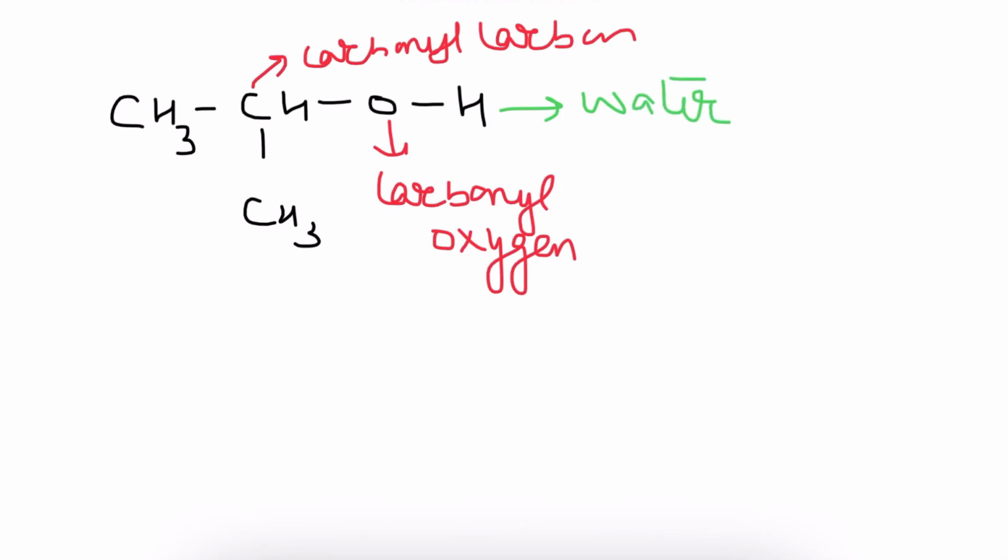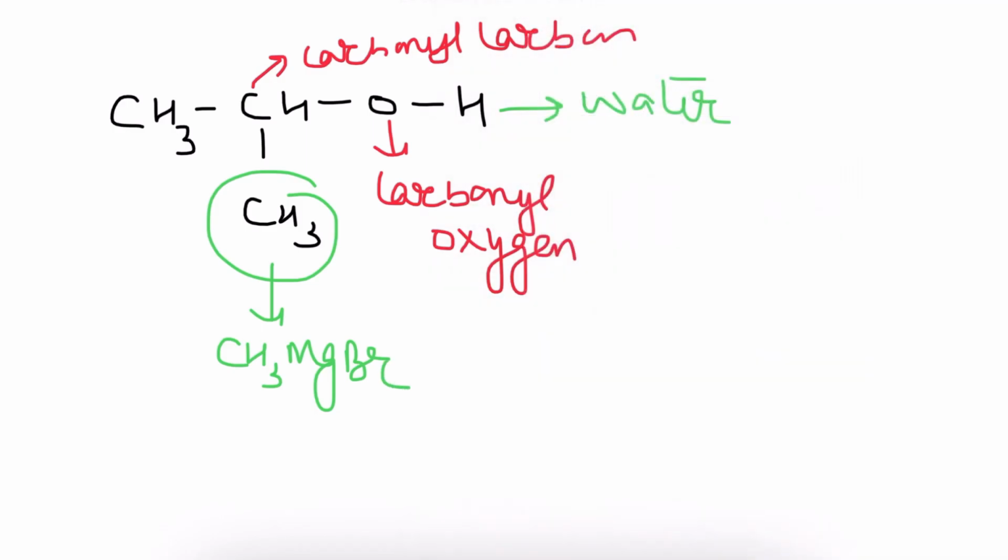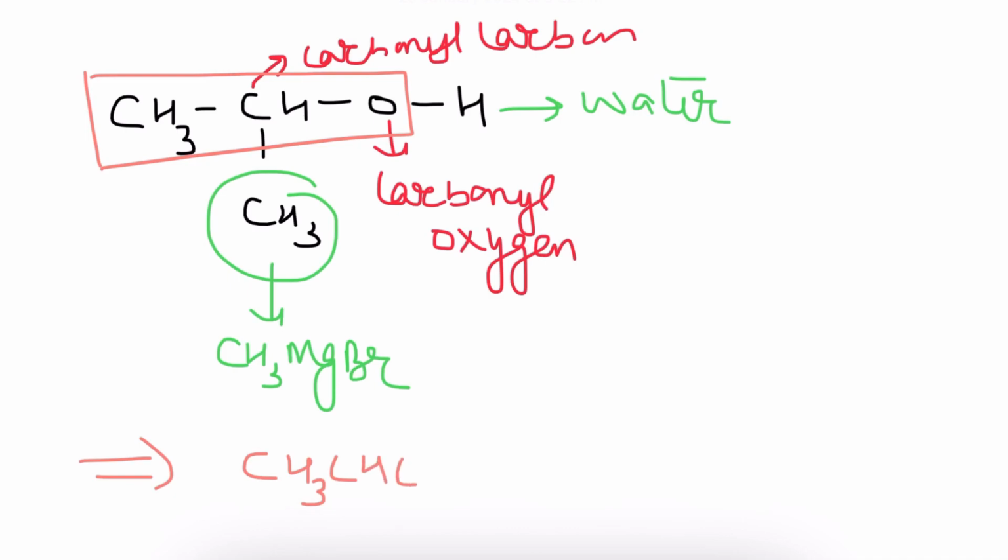Now in this case, we are having two alkyl. So one of the alkyl is from Grignard. So the Grignard here should be CH3MgBr. And carbonyl is, the left part is what? CH3CHO. Okay, and the alcohol formed here is CH3CHOHCH3. So this one is an example of secondary alcohol.